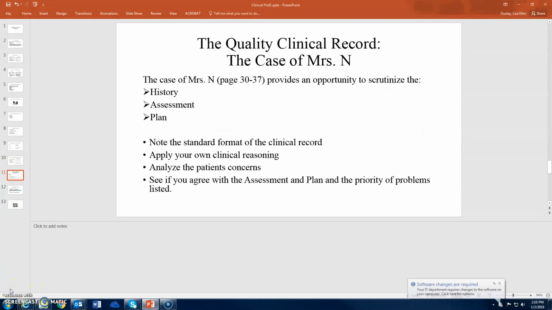This whole process that I've reviewed is captured under the case of Mrs. N. Please read page 30 through 37 because it provides a wonderful example. You'll have other opportunities to work on cases that really reflect what Mrs. N's did, and perhaps not a comprehensive one, but a focused one. Finally, remember, a clear, well-organized clinical record is one of the most important adjuncts to patient care. Thank you.